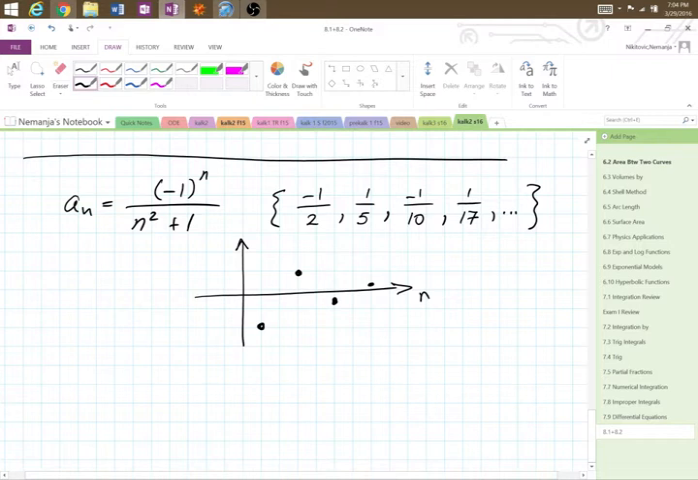But let's calculate that, right? Let's calculate that through our limit procedure. The limit as n goes to infinity of (-1)^n divided by n squared plus 1. What happens when you have infinity for n? What happens?